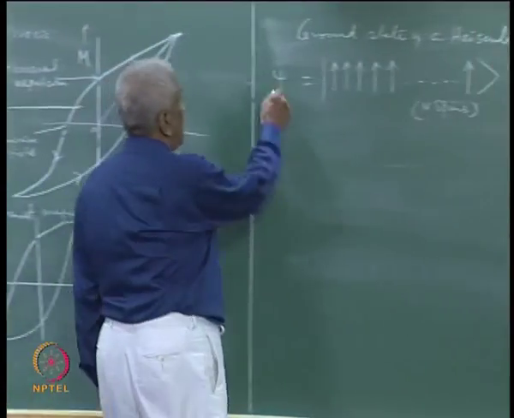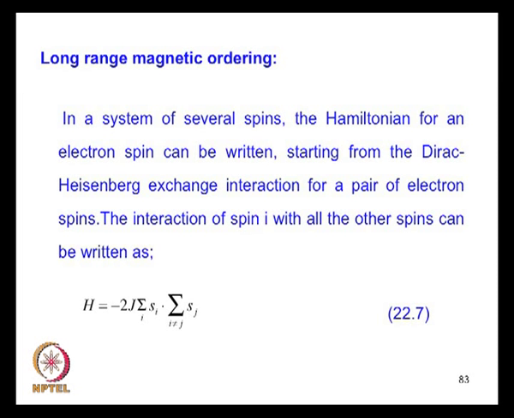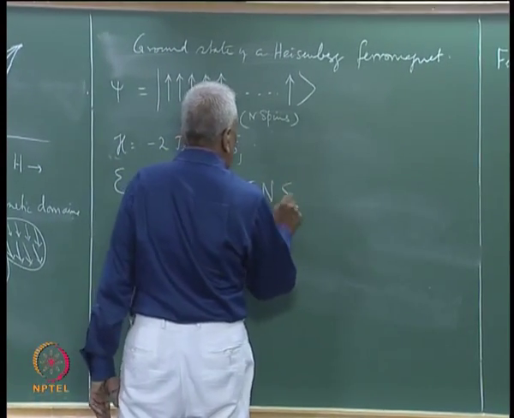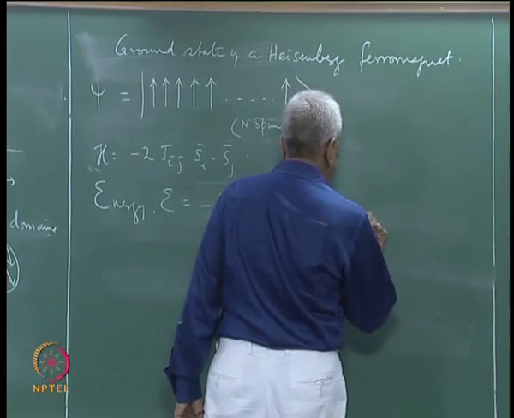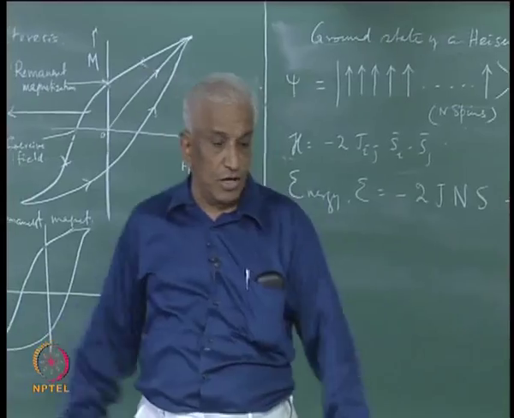Now, this state will have an eigenvalue determined by the Hamiltonian, minus 2 J_ij S_i dot S_j. That is the Hamiltonian. So, the energy is minus 2J, assuming that J_ij between any pair of spins is the same and has the value J, and therefore N times S squared, where N is the number of spins. That will be the ground state energy when all the N spins are lined up parallel to each other.